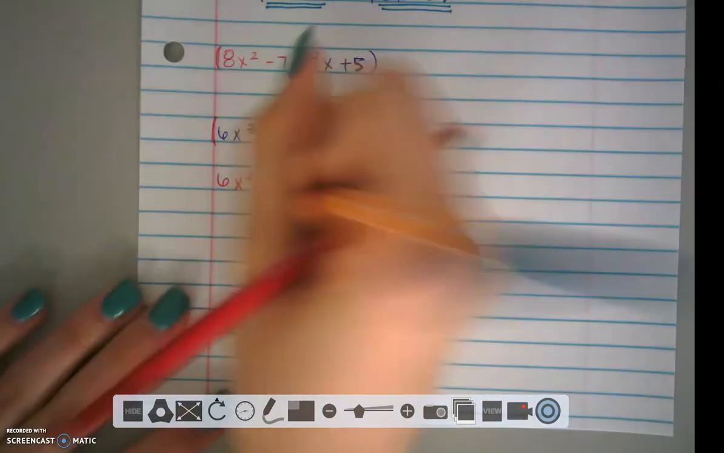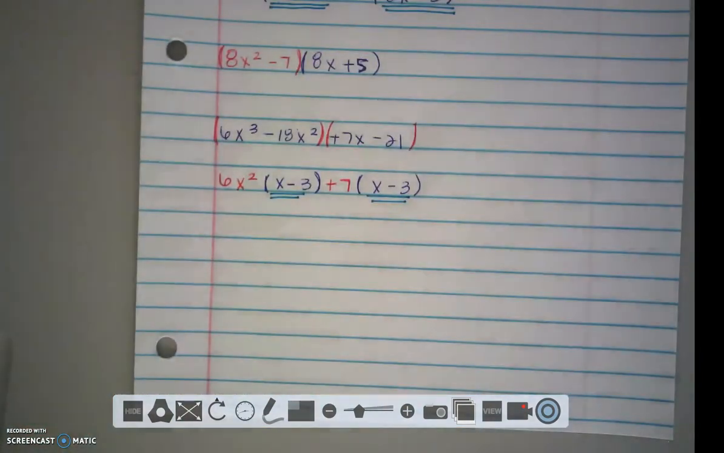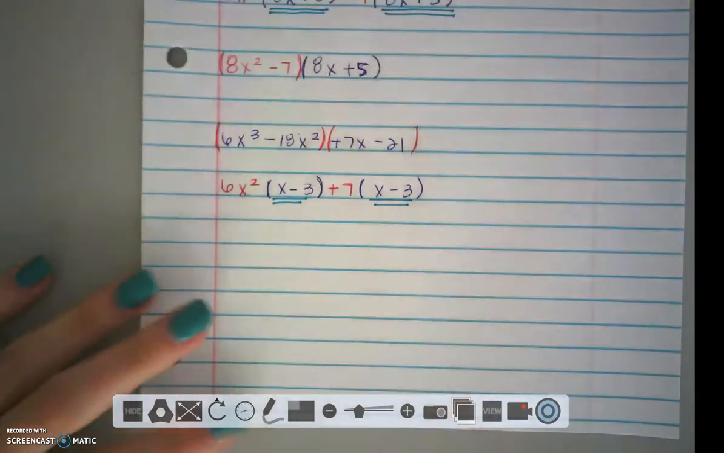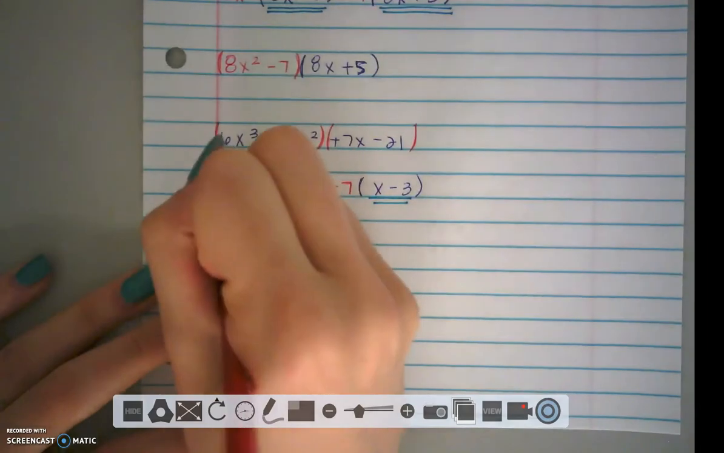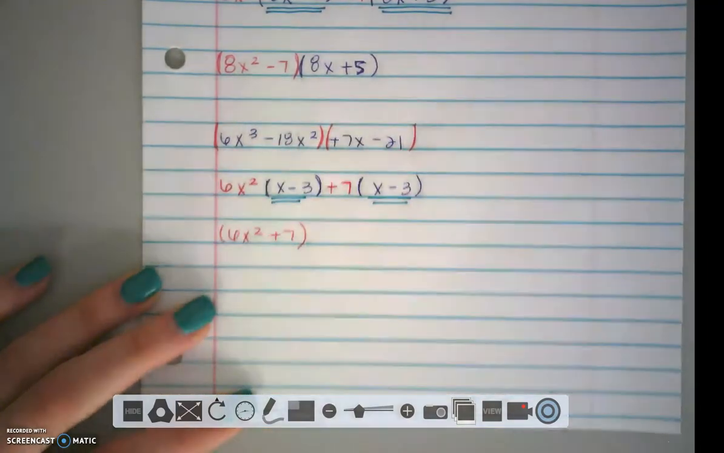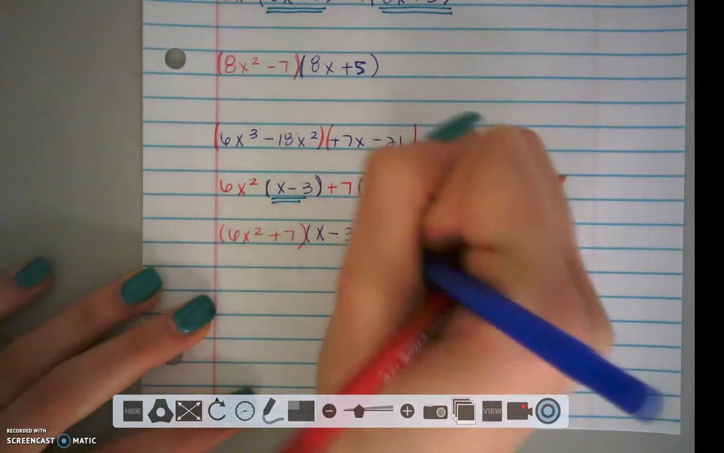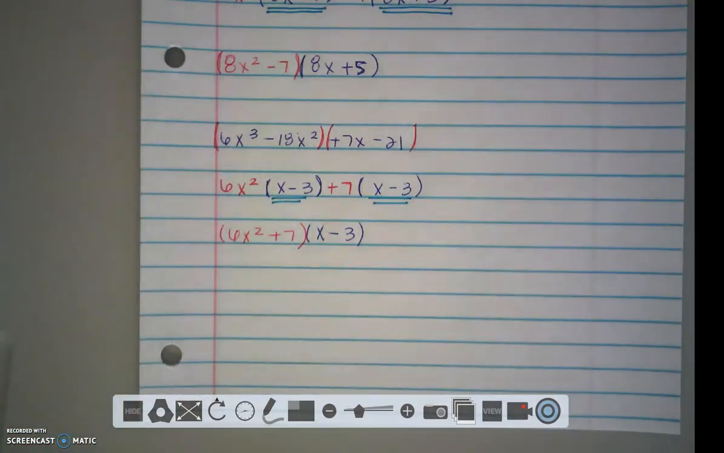Remember, our goal is to get two of these factors the same, because they'll just morph into that one. We'll cancel one out. So my final answer is going to be 6x squared plus 7 times x minus 3. And this has been a review of factoring by grouping.